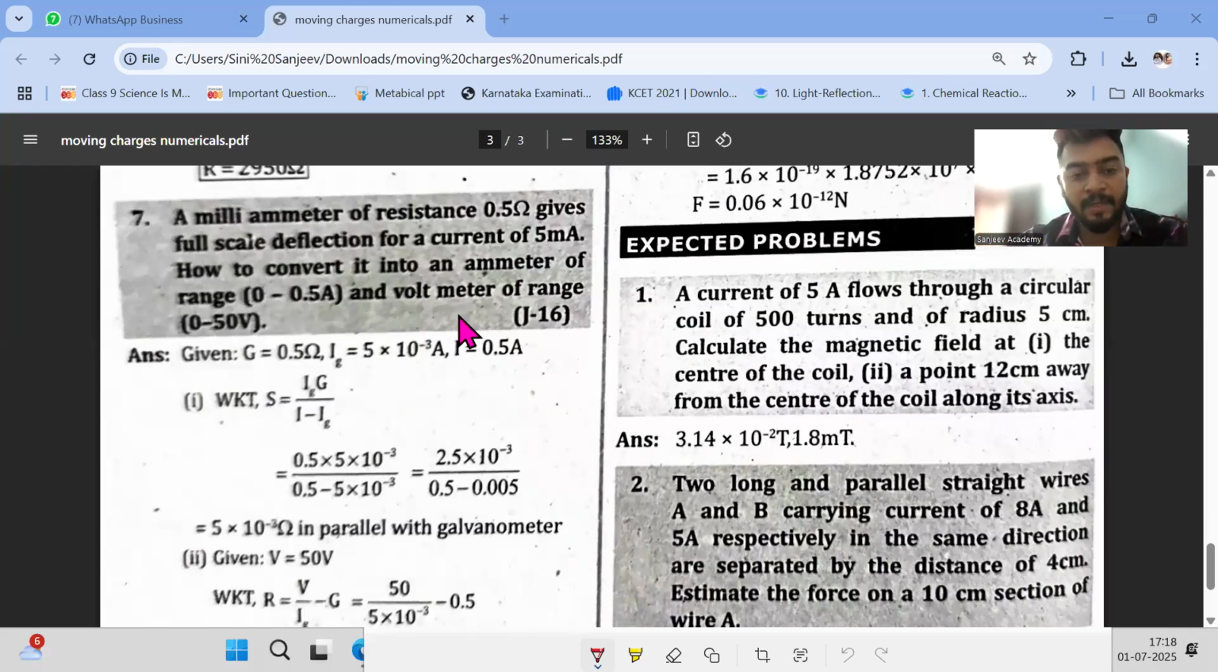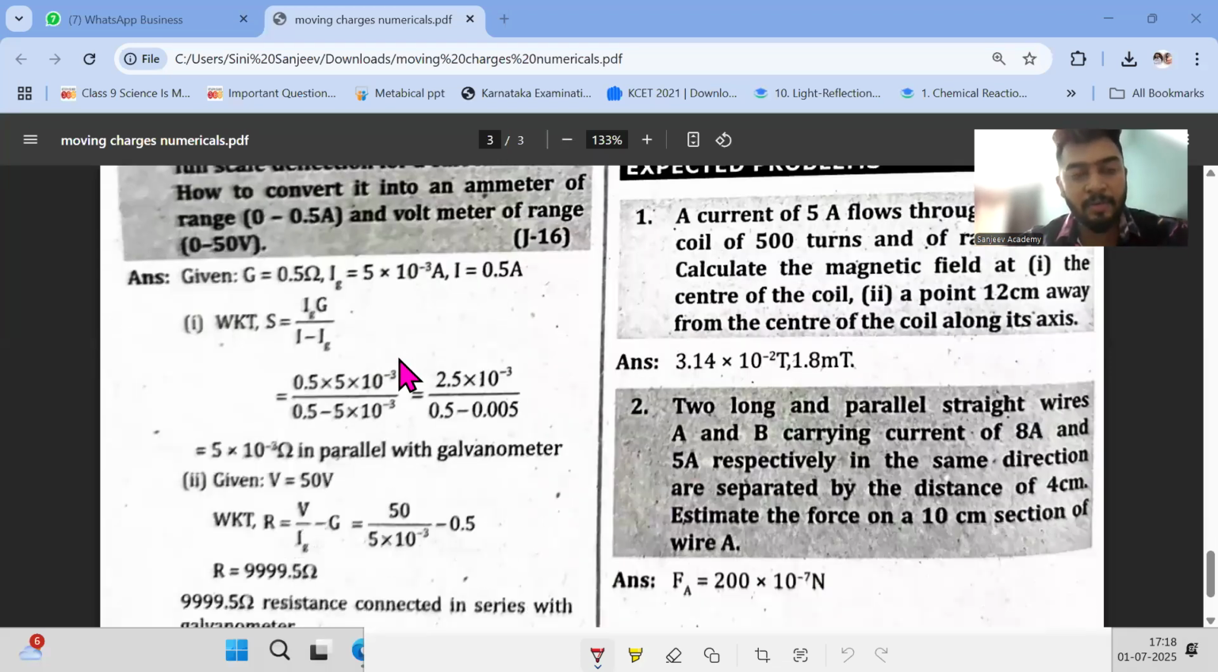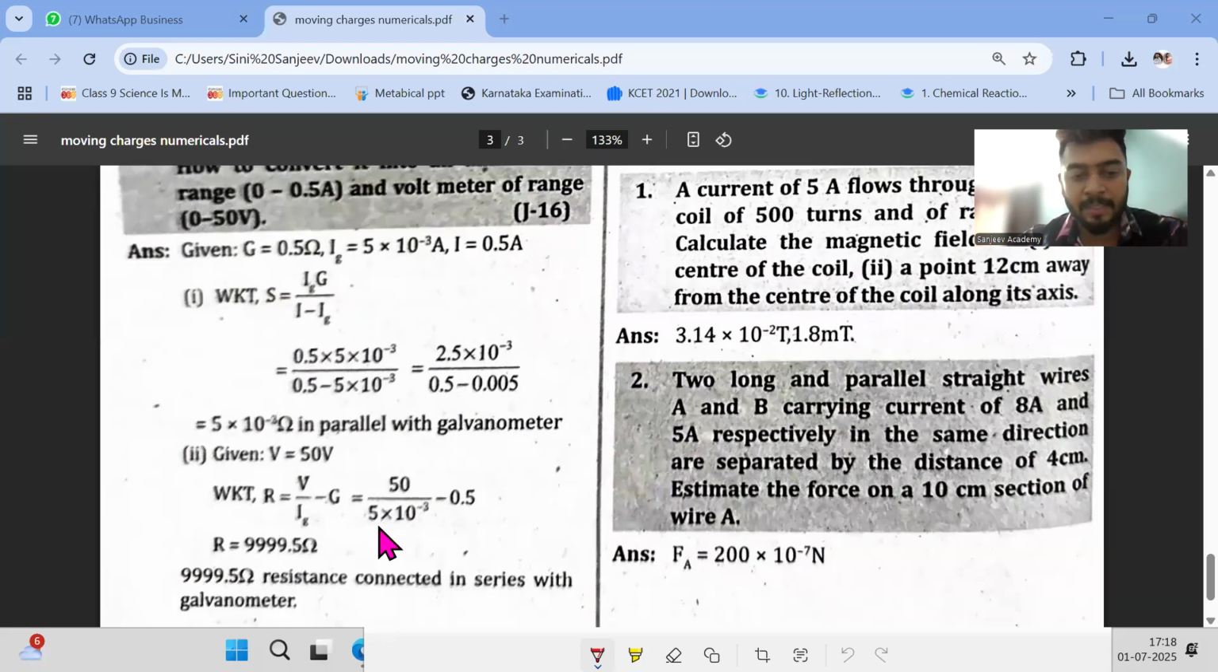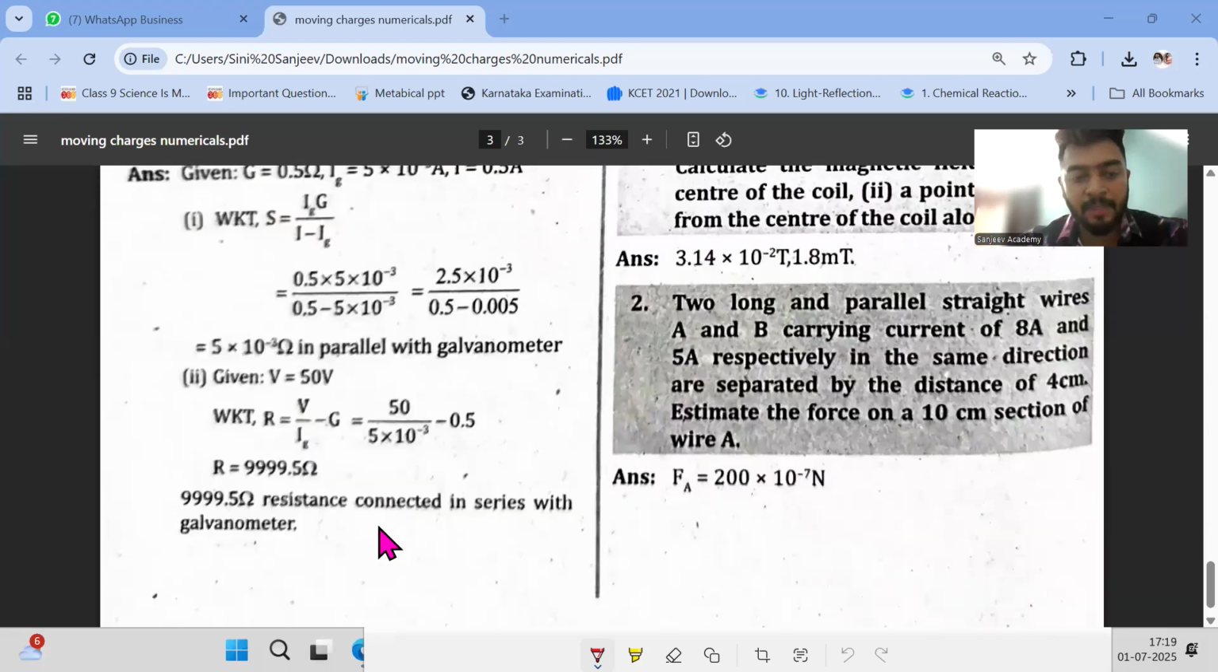And again to convert it into a voltmeter, I'd use R is equal to V by Ig minus G. That formula. Simple as that. And always make sure that for the voltmeter, the resistance value will be mostly greater than 1000. That is a tip which I'm going to tell you. So if you're getting very much less than 1000, kindly recheck the calculation.